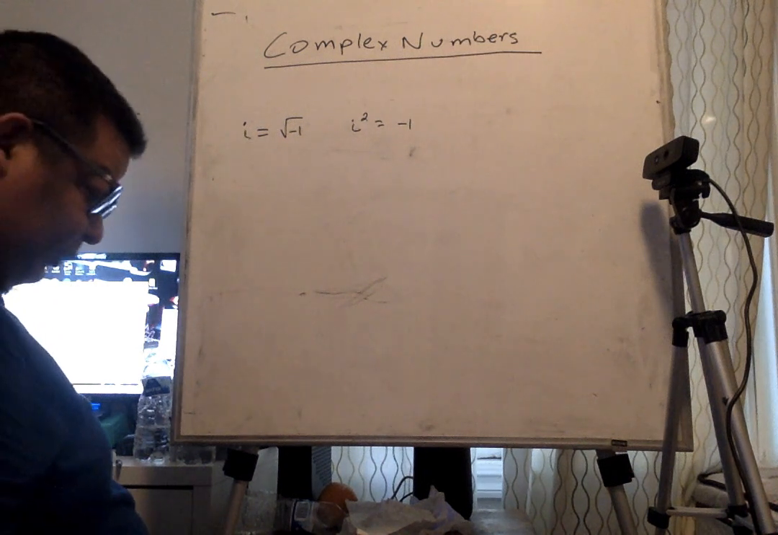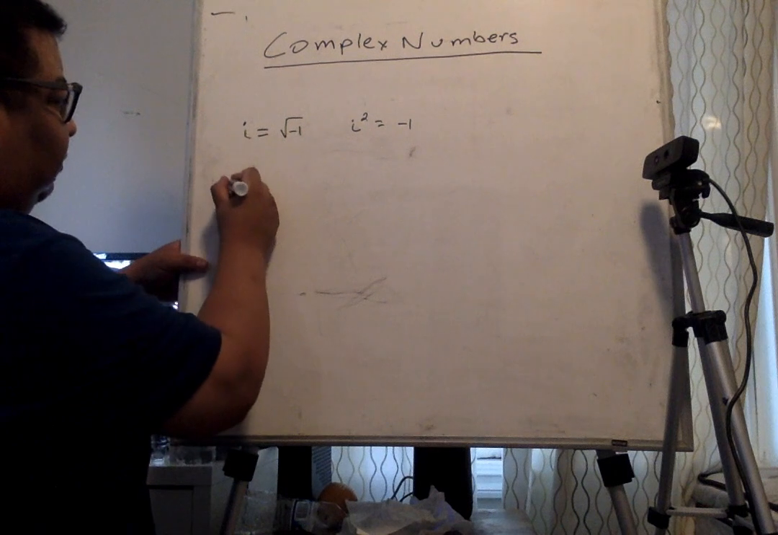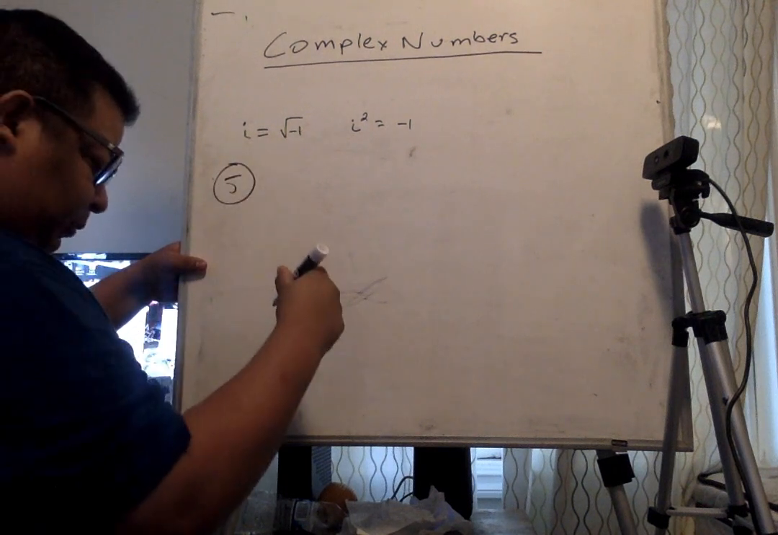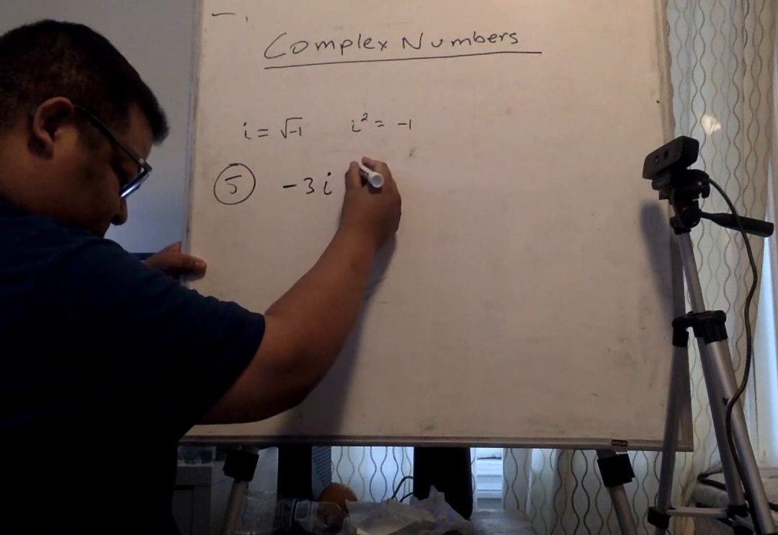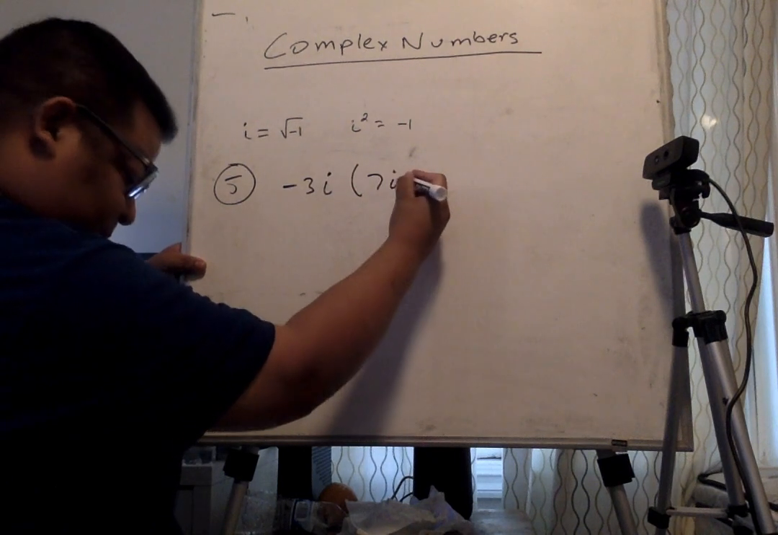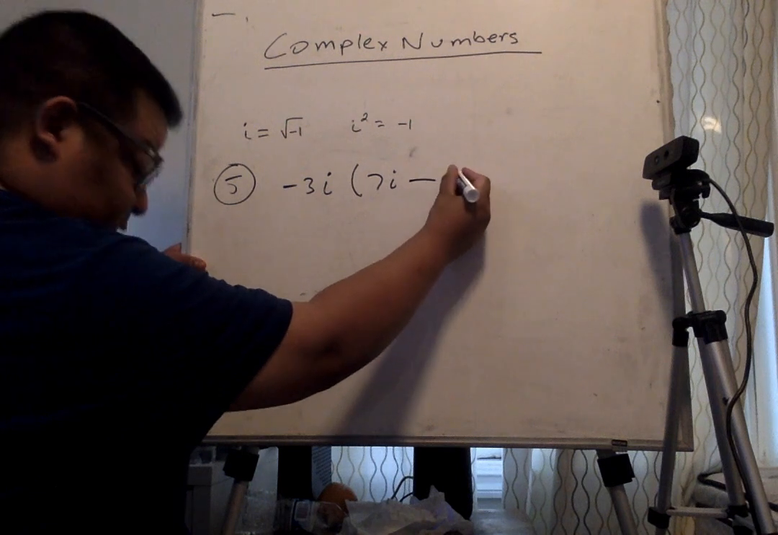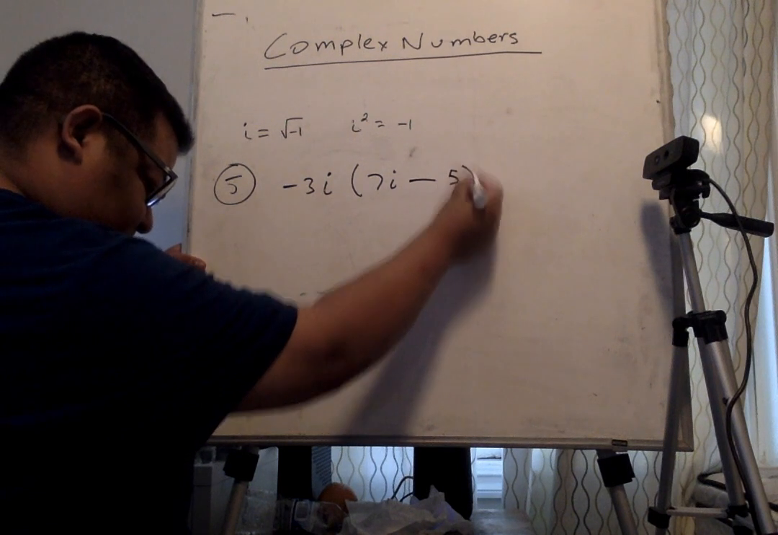Okay, so let's go to the first example, problem number 5. Problem number 5 says that negative 3i times (7i minus 5).